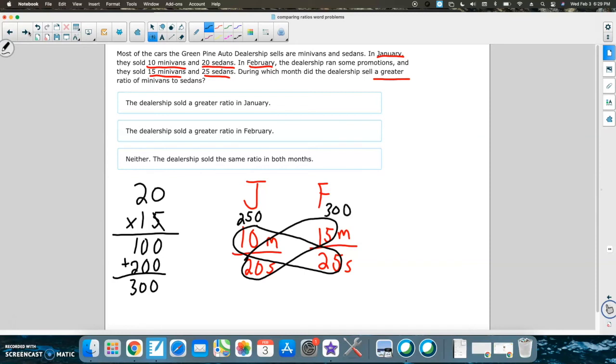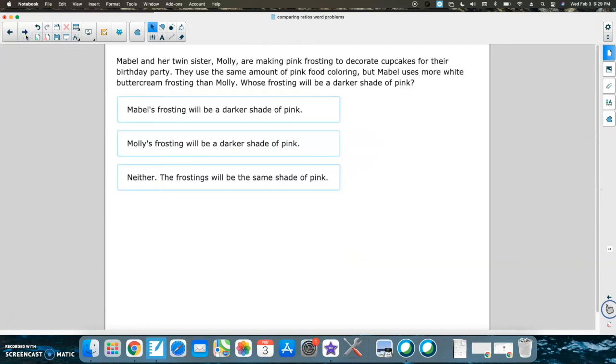Okay? And so now we can see that February is bigger. It's a greater ratio. So which answer is that? The dealership sold a greater ratio in February. It's this one. Okay? So those promotions that they ran in February must have worked. They sold more cars and minivans, a better ratio. Okay. All right, this one is another one without any words.